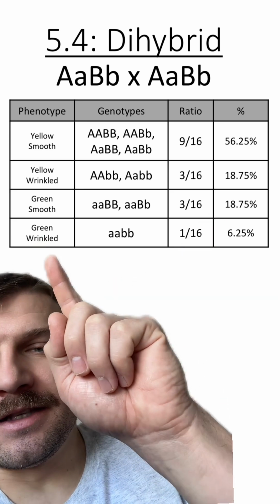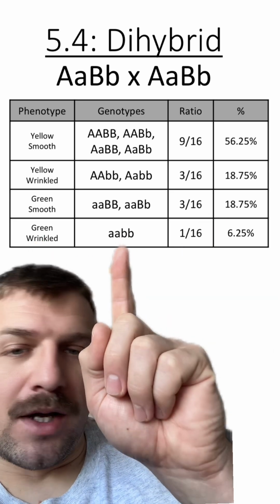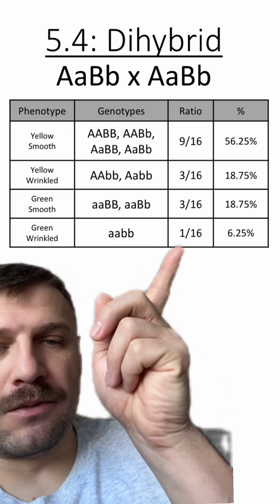And the least likely is green and wrinkled. It's because they only have 1 genotype. They only account for 1 out of 16, which is about 6%.